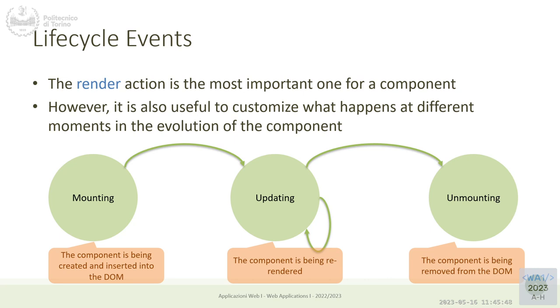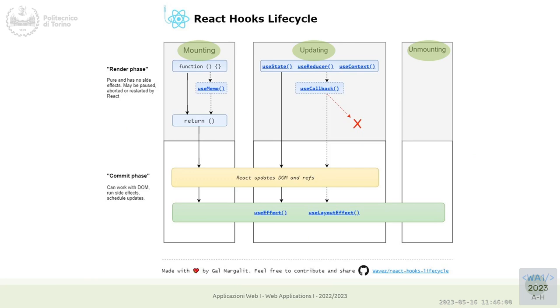What we can do is perform some additional operations at some points in this lifecycle. And this picture tells us how we can inject some type of operation in different points in the lifecycle. We have three columns that correspond to mounting, which we know is only done once, updating, which is done many times, and unmounting, which is only done once. Each of these has two separate phases, called the render phase and the commit phase. The render phase is when we are executing the function and creating the return statement, creating the components. Okay, rendering the component.